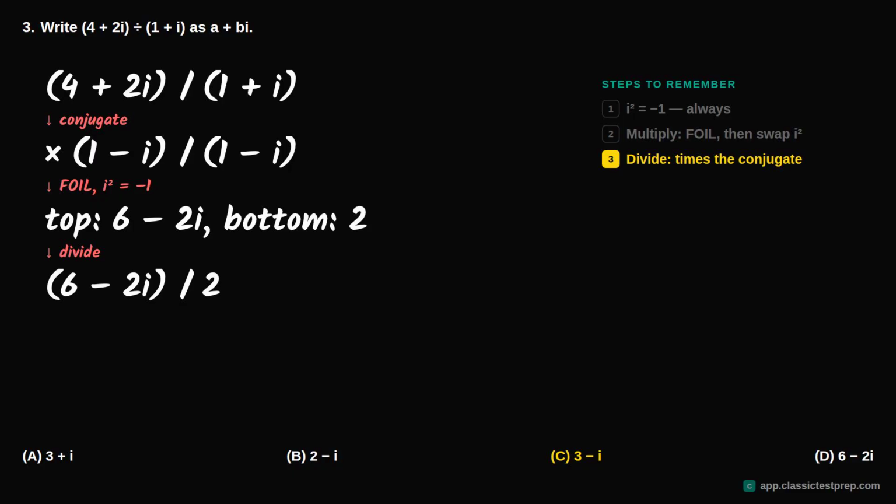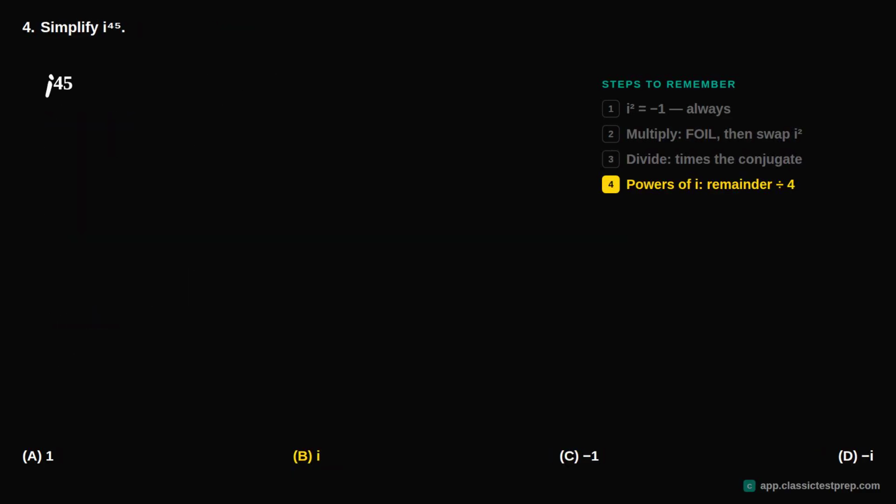Now we have to FOIL the top and the bottom, and we get i squared for -1, and we get 6 minus 2i. On the bottom, we get 1 minus i squared, which is 2. Now we divide each part by 2, and we get 3 minus i, which is answer choice C.